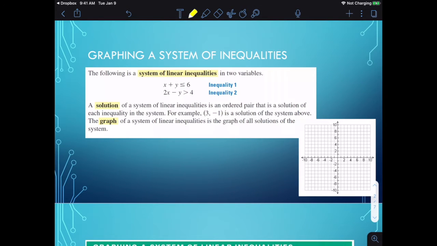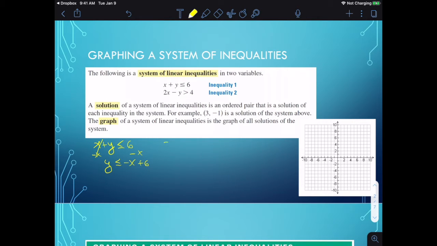The following is a system of linear inequalities in two variables, those variables being x and y. And I want you to notice too that these are written in standard form, which means we need to transform them into slope-intercept form in order to graph them. So let's take the first one, x plus y is less than or equal to 6. I'm going to subtract x from both sides, and x goes away over here. We have y by itself is less than or equal to negative x plus 6. So that's in slope-intercept form now.